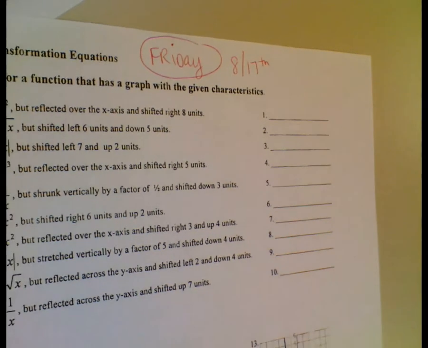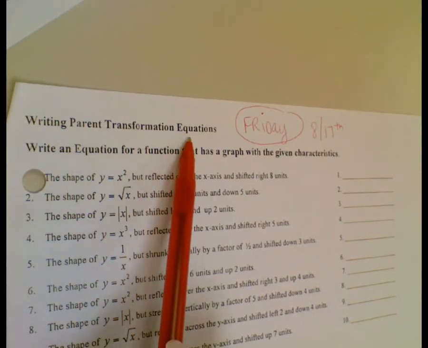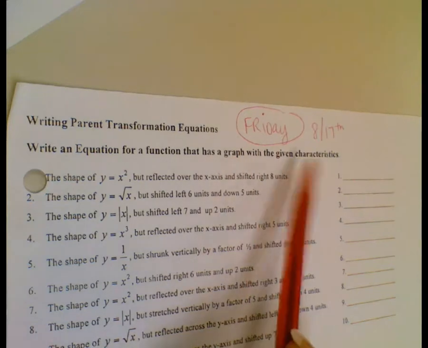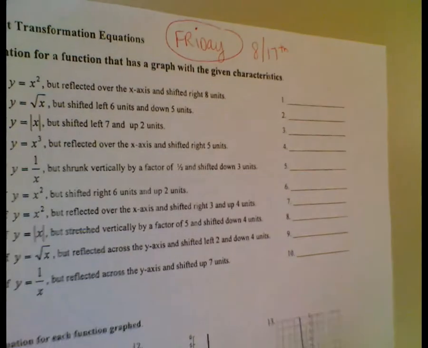Start with having the sub pass out this paper, writing parent transformation equations. Friday 8/17. This one's going to be quick. Look, nothing on the back. It's going to be 20 minutes at the tops, and then we'll be out of here, and you guys can have the rest of the time free today. Sound good? Let's do this.